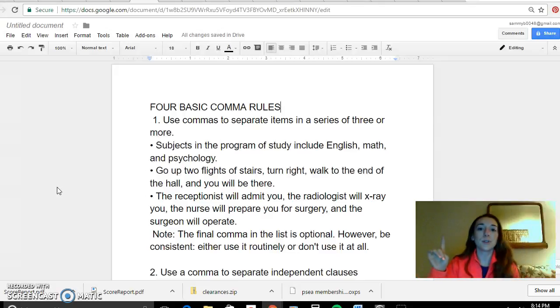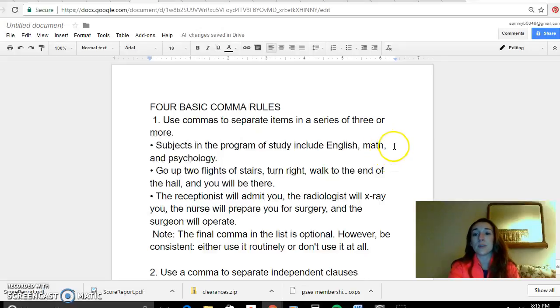1. Use commas to separate items in a series of 3 or more. So, if you are going to list items, remember that you need to use commas to separate them. Subjects in the program of study include English, math, and psychology. Since we have 3 different things that we've listed there, which are English, math, and psychology, we've used commas to separate them. We also used a very special comma, which is called the Oxford comma.